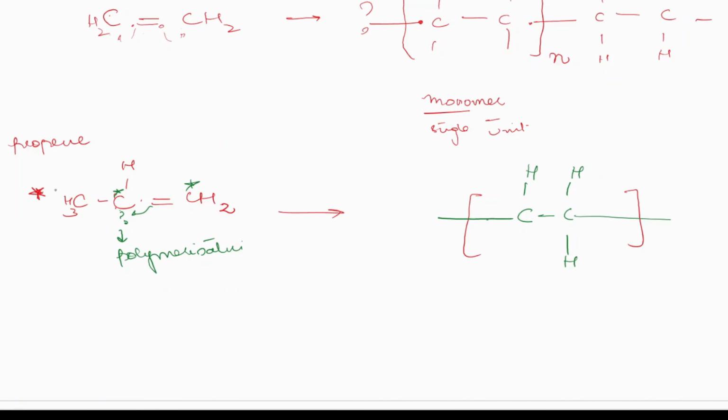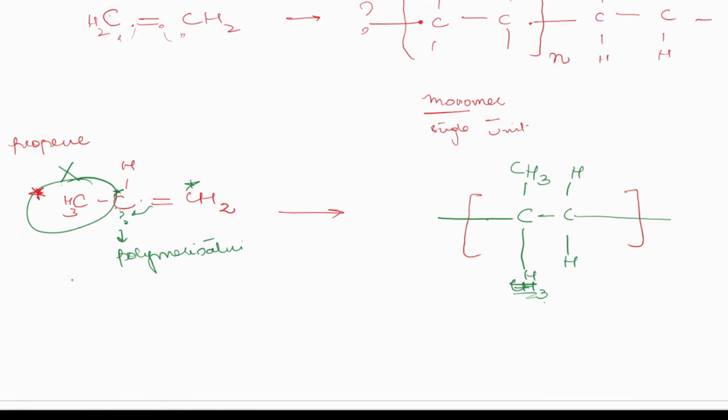So this CH3 would be here as a branch, not a chain, a branch. This one is not going to take part in polymerization. So this would be present at the bottom, or you can make it over here, but it should be present as a branch now.